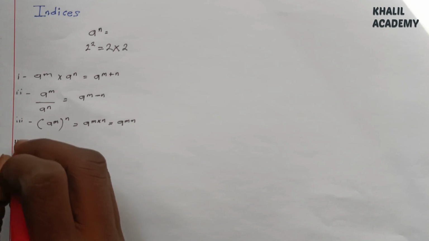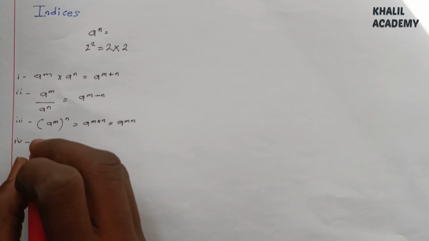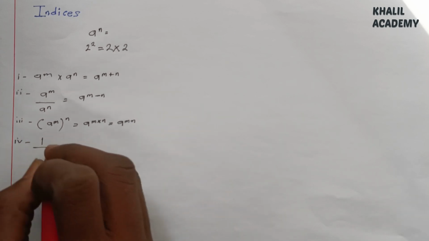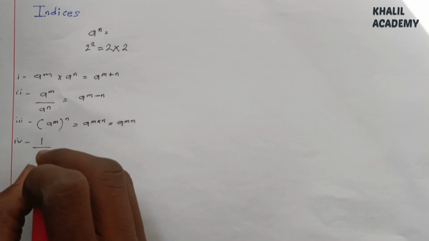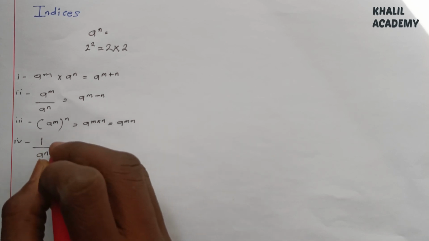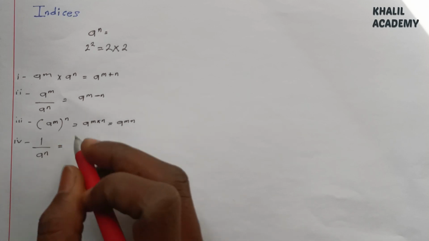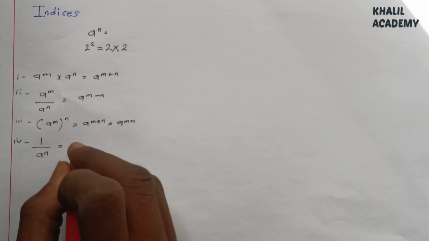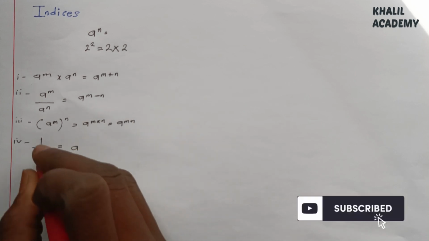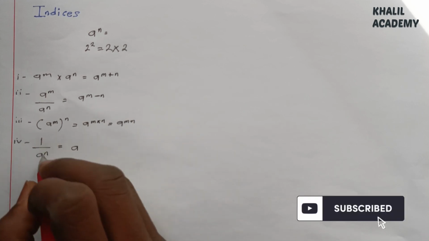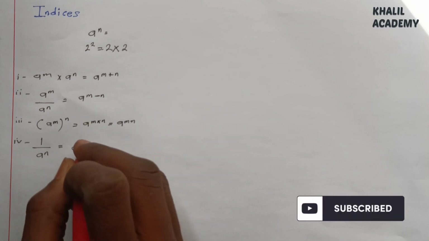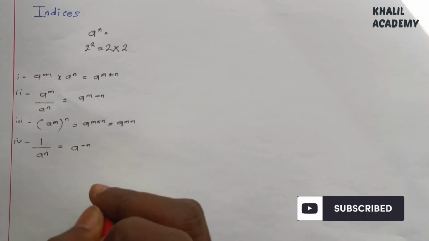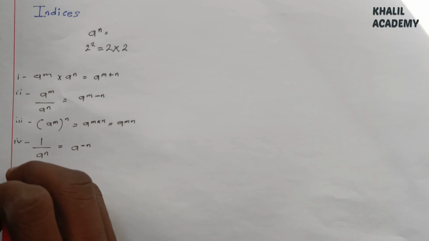The fourth law is the inverse law. In this case, if there is 1 over a^n, it will be equal to a^(-n). If you inverse it, the power will carry the minus sign. This is the fourth law.